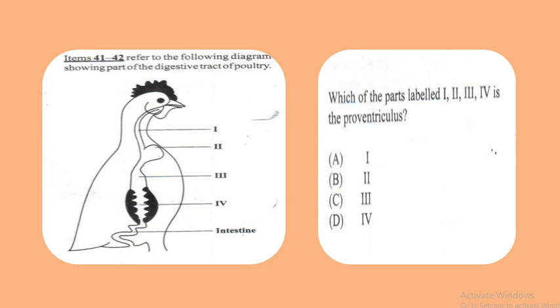Same bird. Alright, which of the parts labeled 1, 2, 3, or 4 is the proventriculus? And the answer is 3. So it is this part here that is attached to 4, and 4 is the gizzard. Right? So we have the esophagus, we have the crop, we have the proventriculus, we have the gizzard, and then we have the intestine.